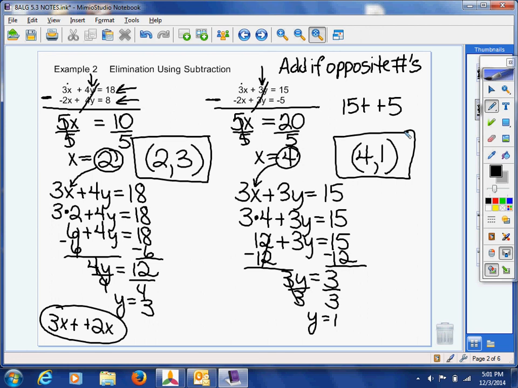So kind of sum it up. Remember, you add if you see opposite numbers, but subtract if they're the same number. That's the best way to tell. That's how you know. Add if you see opposite numbers, subtract if you see the same number.